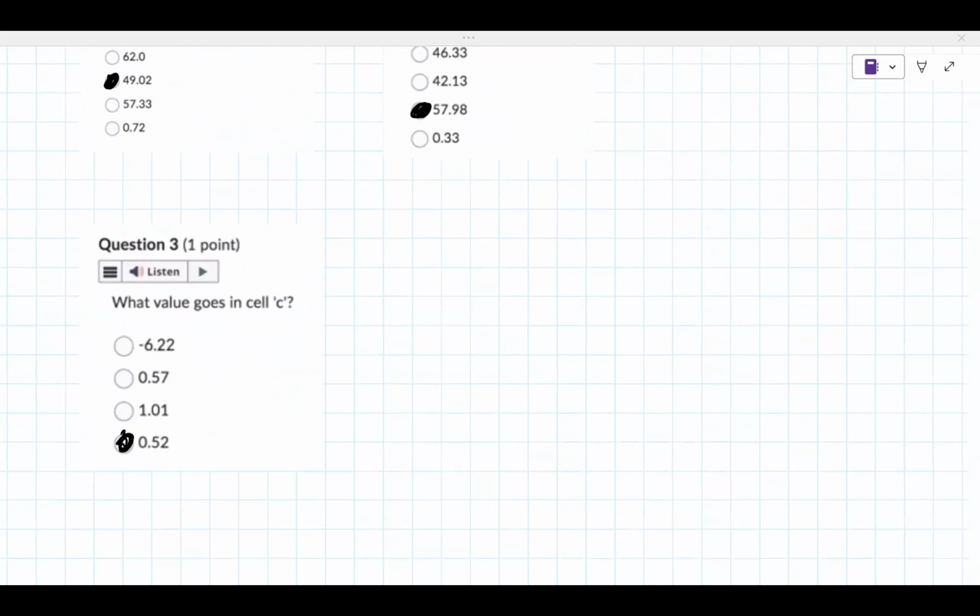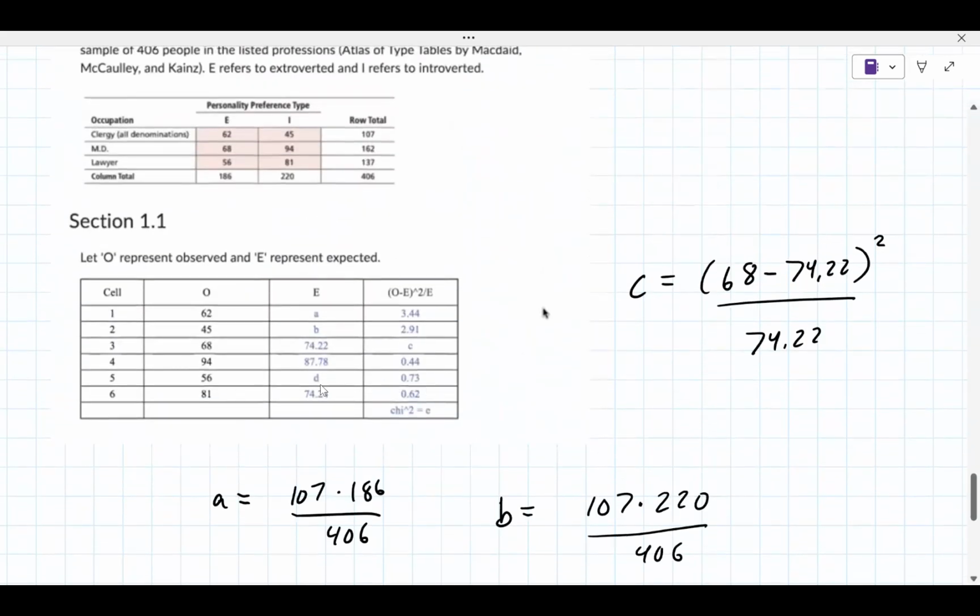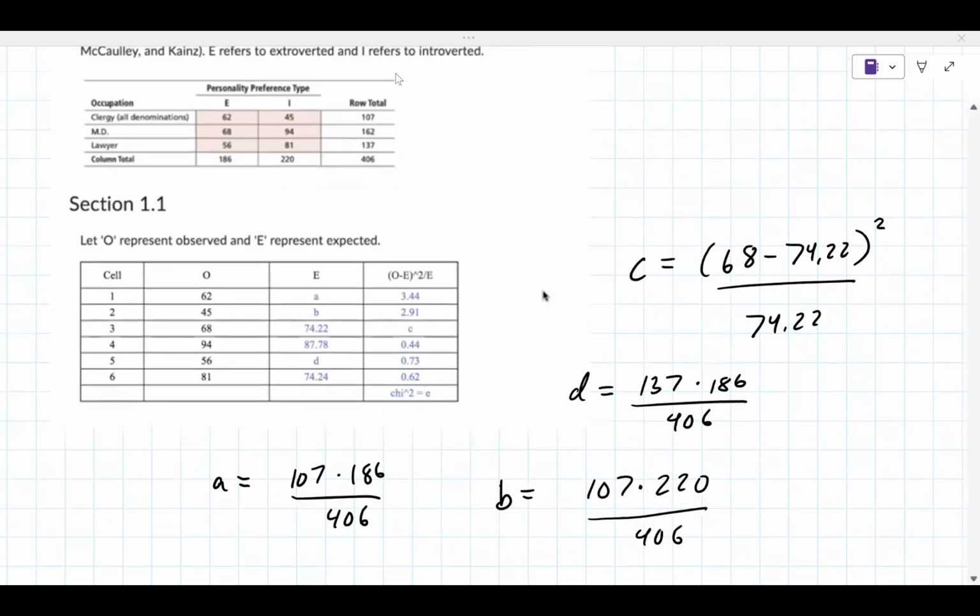All right, let's see what else it asked for. It asked for D. So D is down here. You're looking at the 56 cell. So to find D, it's the row total, which is 137 times the column total 186 over 406. So 62.76.